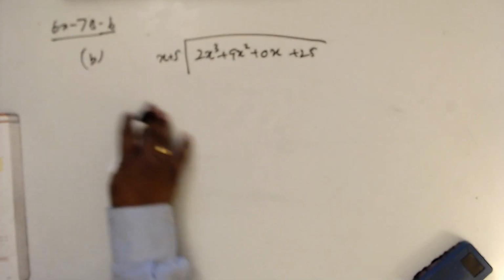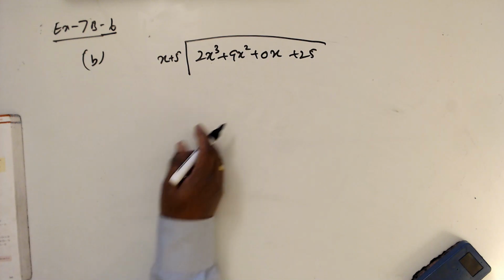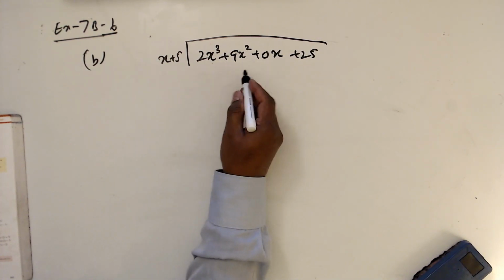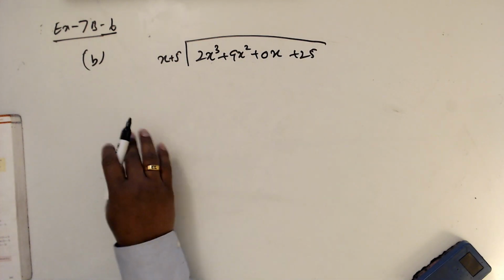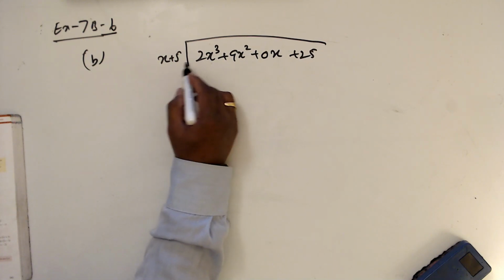Now this is part B. When I read the sum, I saw that the x part is missing. Then I didn't waste time. When you read the sum, you realize x is missing, just introduce it the first time. Then we'll start dividing.